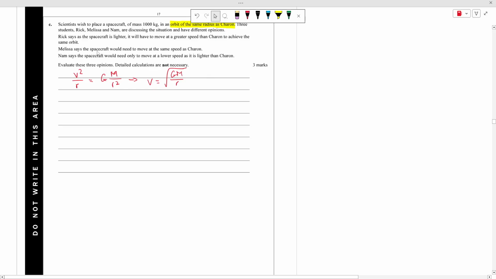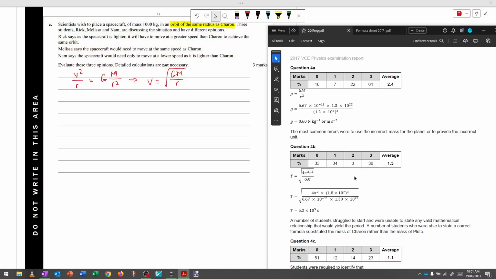So that means Melissa is correct. They would move at the same speed. And Rick and Nam are incorrect. Okay. Now, let's just read the examiner's report.